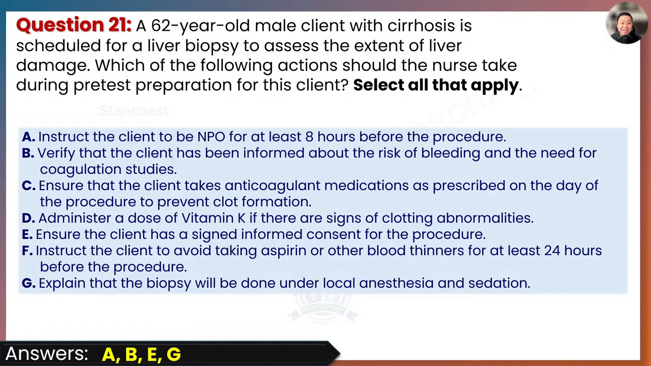Well, we know that vitamin K is typically administered to correct significant clotting abnormalities, but this should only be done if coagulation studies show that there is a true deficiency in the clotting factors. Giving vitamin K routinely before a liver biopsy is inappropriate unless clotting abnormalities have been identified. So it is very critical for you to assess first the patient's lab results and administer vitamin K only if necessary.